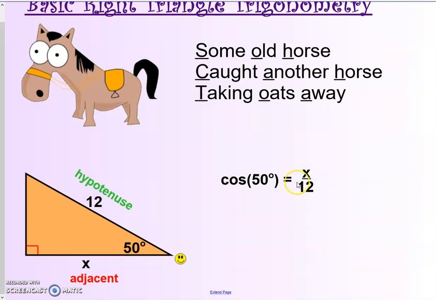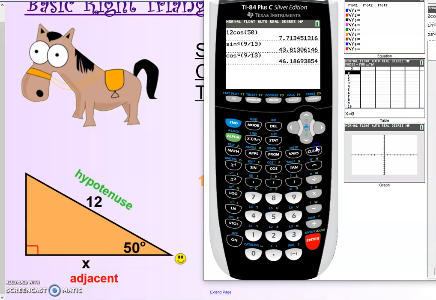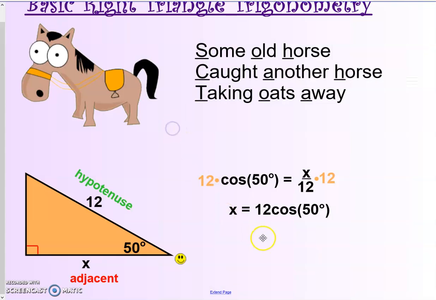There's a little algebra involved. We have to get x by itself. And of course, you undo division by its complete opposite, which is multiplication. So I'm going to multiply both sides by 12. And I get x equals 12 times the cosine of 50. Now I'm ready to pull out my calculator, and I can type into my calculator 12 times the cosine of 50 degrees, and I get 7.71. So that tells me x is about 7.71.